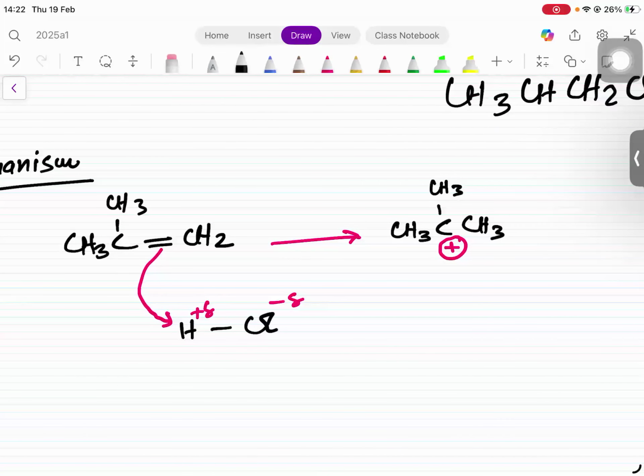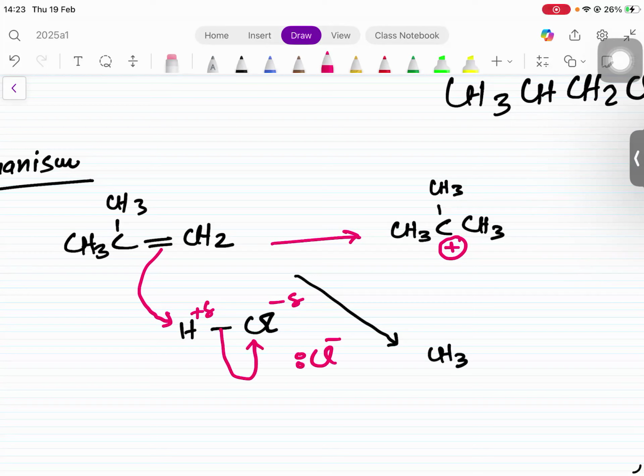Or let's first look at the other option. What is the other option? Doesn't the arrow also go from the double bond to this? Yes, this arrow. This breaks to become Cl negative. Okay, what will the second product be? CH3, CH, CH3, and then CH2 positive. So these are the two carbocations.